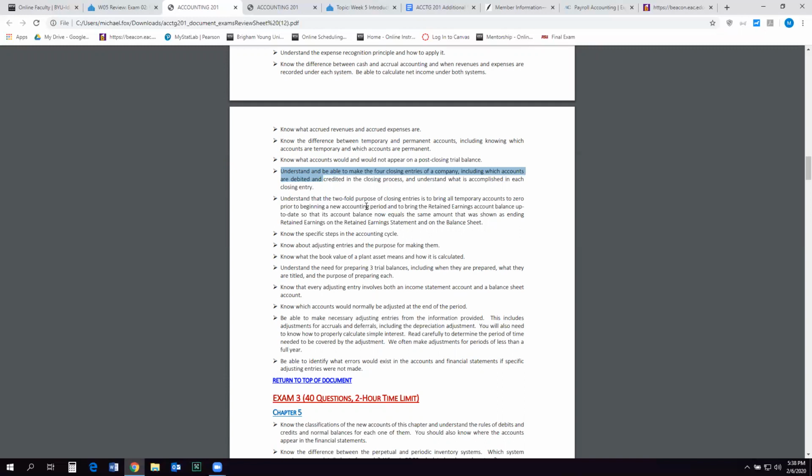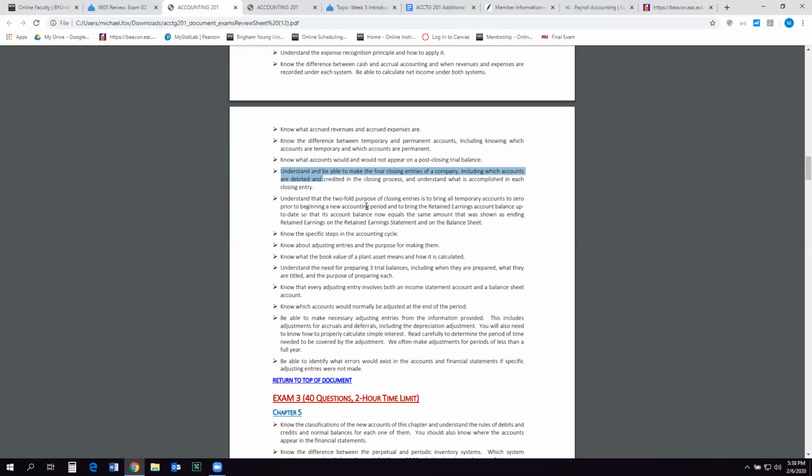The second entry will be to close our expense accounts. Our expense accounts will have balances on the debit side. Why? Because that's the normal balance of an expense account. So in order to close that expense account or return it back to zero, we're going to credit that account. It already has a debit balance. We'll credit the account and then we'll debit income summary.